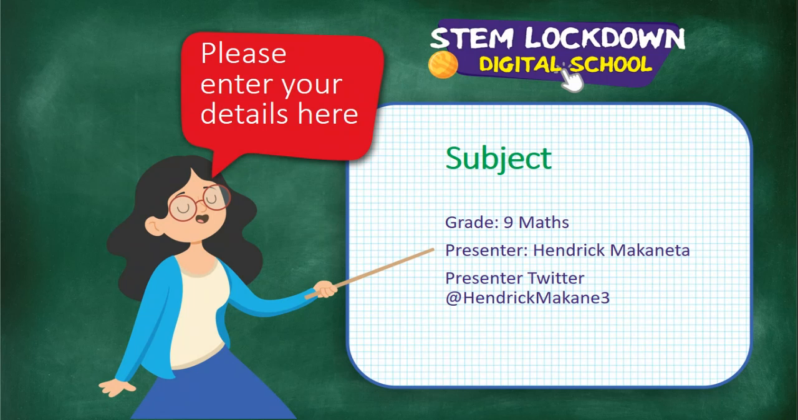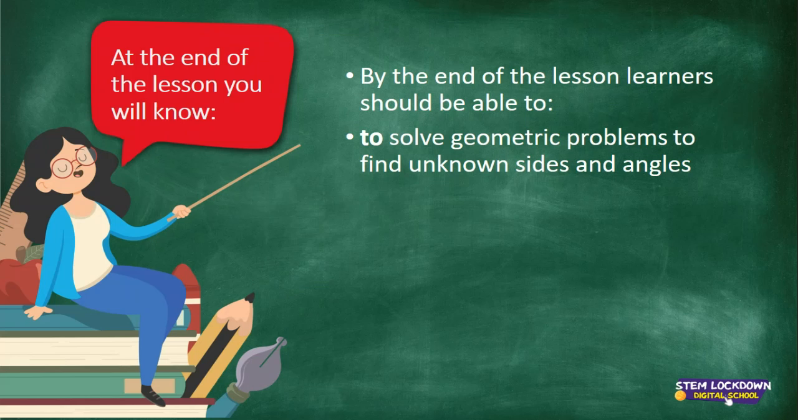And of course, what is important now is that we must understand what the objective is, or at the end of this lesson, what it is that we need to have achieved. By the end of this lesson, we must be able to solve geometric problems, to find unknown sides as well as unknown angles.